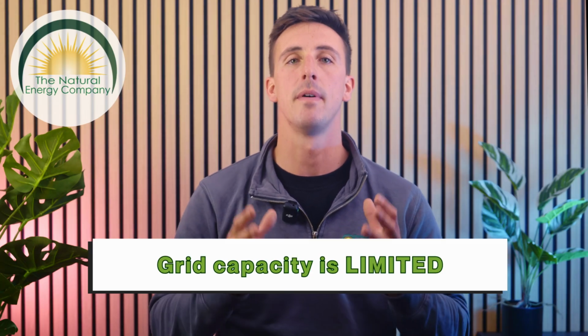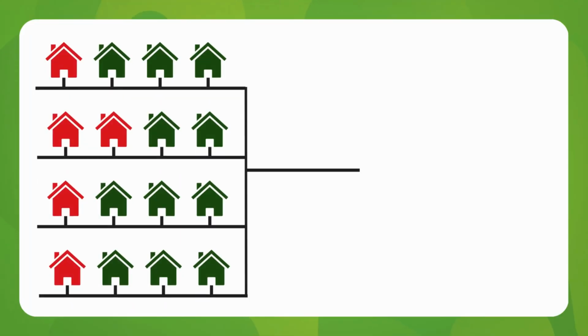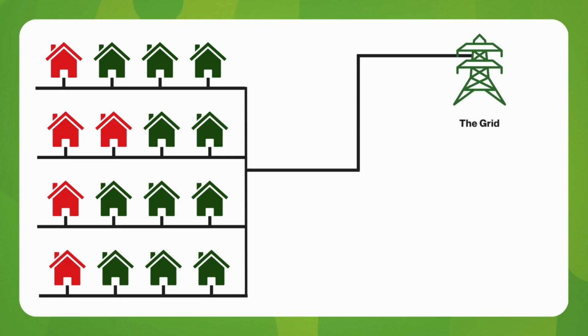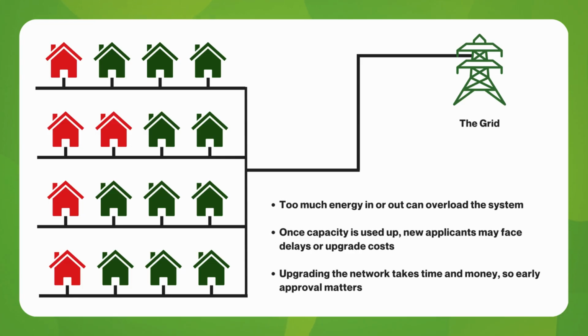As we begin to wrap up, here's one final note. Grid capacity is limited. It's first come, first served. If your neighbours get approved before you, you might run out of space for new exports on that supply line. So start early to avoid disappointment.